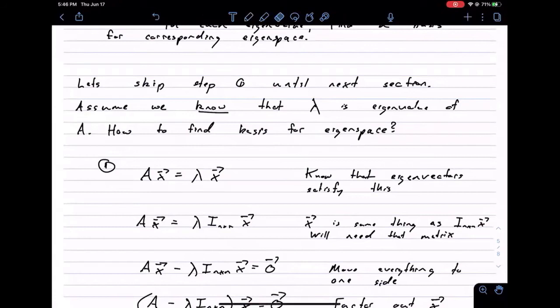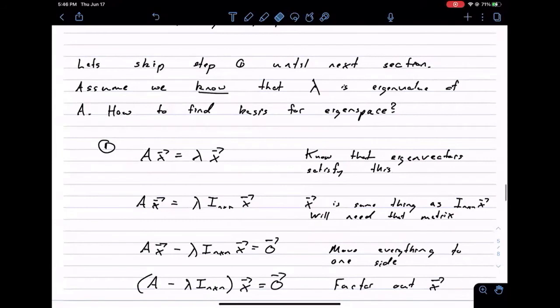Lambda x, it might seem pointless to do this, but it's going to help us. Lambda x is the same thing as lambda times the identity matrix times x, right? You can do that quick calculation yourself and reassure yourself. Why do we do that? We want to be able to factor a matrix out of both of these terms, basically. So we're just rewriting this. We can just plop that identity matrix in there, and that's going to allow us to do the next couple steps.